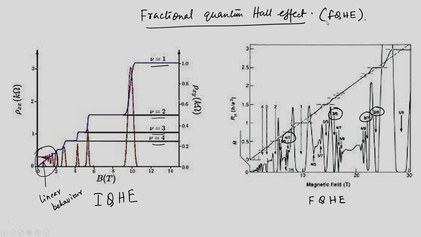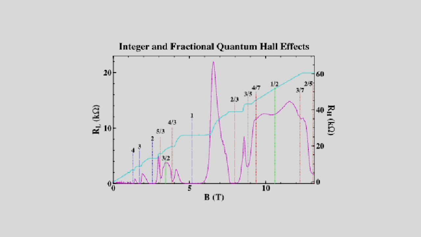To show you one more picture, these are probably a little more clear than the earlier one. You see that these are integer plateaus here, and let's show the fractional plateaus by a color. These are the fractional values: 5/3, 4/3, 2/3, 3/5, 4/7, 1/2, and so on and so forth. 2/5, 3/7, they're mostly rational, proper fractions, which means that the denominator is larger than the numerator. But there are also improper fractions that are seen in experiments, as well as different kinds of fractions that are noted in experiments.